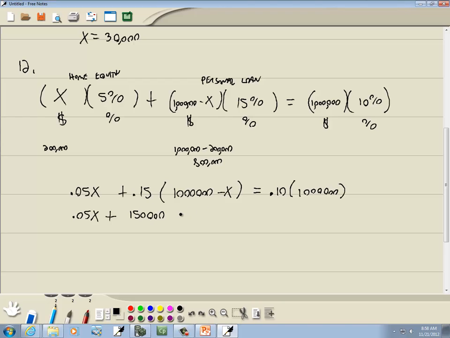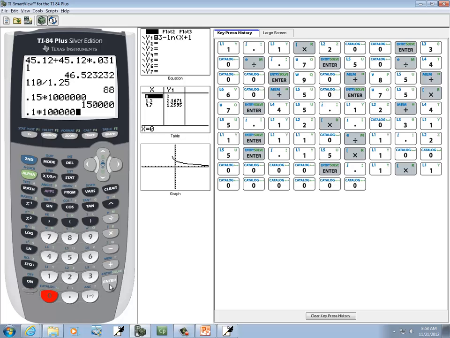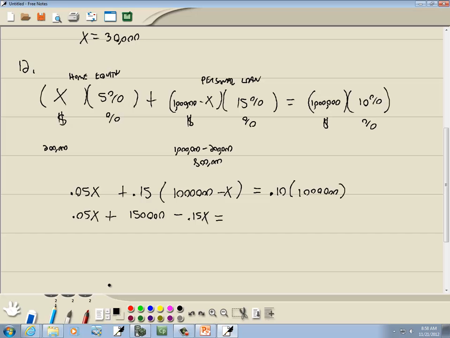0.15 times negative x is negative 0.15x. And I shouldn't have to plug this one in, but I'm not very good at decimals. 0.1 times, I think it's 100,000, but let's see. 100,000. Okay, combine together like terms at any step.